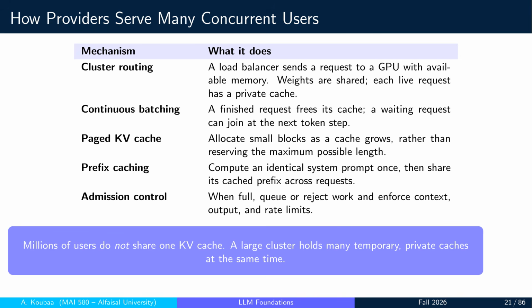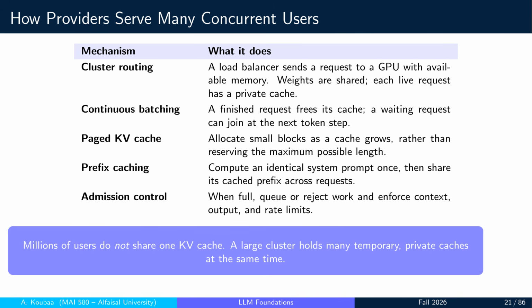The word continuous is the part that matters. Naive batching forms a batch, runs it to completion, and only then starts the next one, which means a short request waits for the longest member of its group. Continuous batching works at the granularity of a token step. A finished request frees its cache and leaves, and a waiting request joins at the next step. The GPU never stalls waiting for the slowest member.